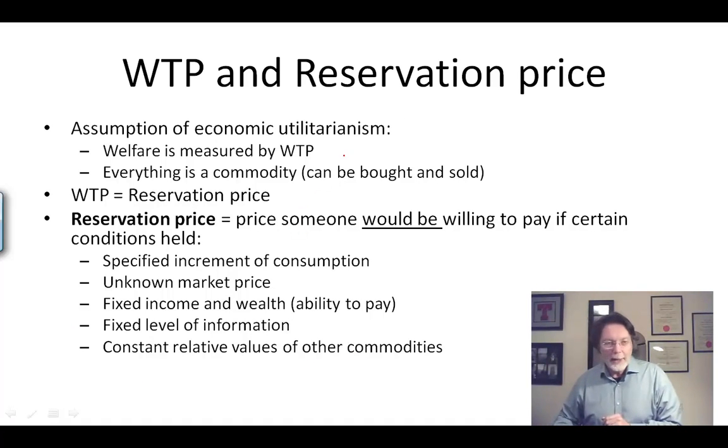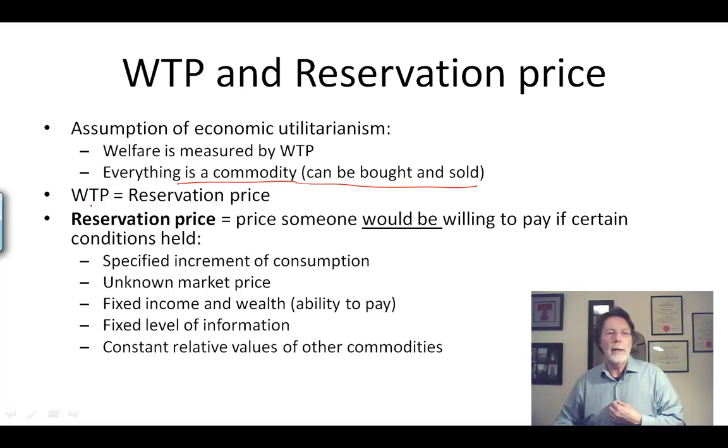The big thing that I also mentioned as an assumption is this idea that willingness to pay is a good measure of welfare, basically of the strength of somebody's preference for something, so that we can then use it to calculate total welfare. It assumes that everything is a commodity that can be bought and sold. Again, perhaps violated in environmental situations.